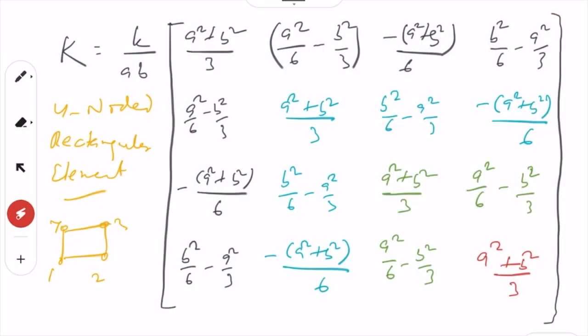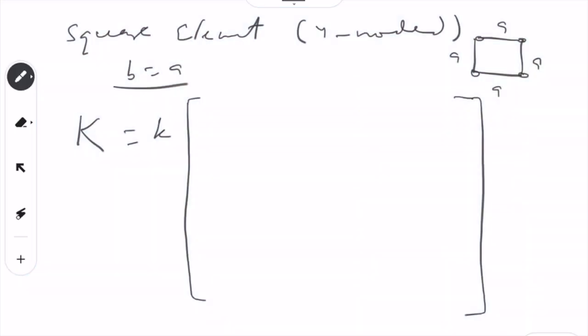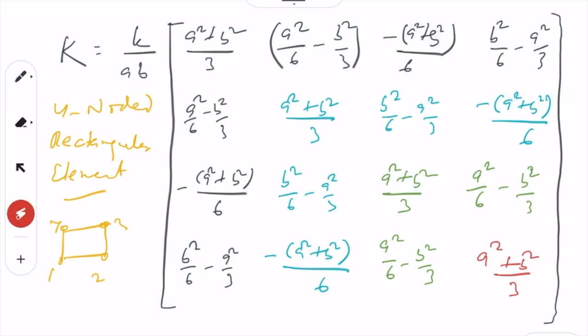We can put the values. So a square is automatically there, so we can just remove the value of a and b and assume a square equal to 1, b square equal to 1, and we are fine. So we get 1 plus 1 over 3, so it becomes 2 over 3. So we write here 2 over 3. Here a square, 1 over 6 minus 1 over 3, so minus 1 over 6.